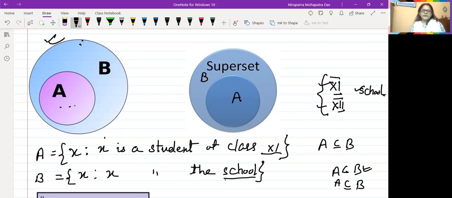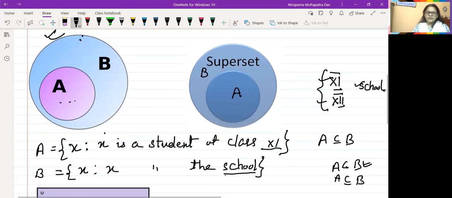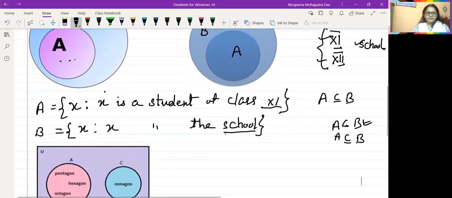Also when we say school contains the class, all the classes. Every student of class 11 is a student of the school. So school contains class 11. So it means class is a subset of the school and school is the superset of the class, because school contains all the classes. Is it clear? So in this example, you can say A is a subset of B, B is a superset of A. So I hope the concept of subset and superset is clear.